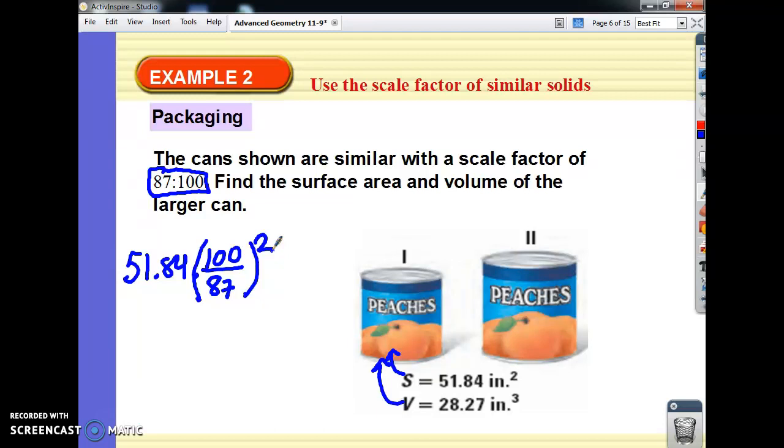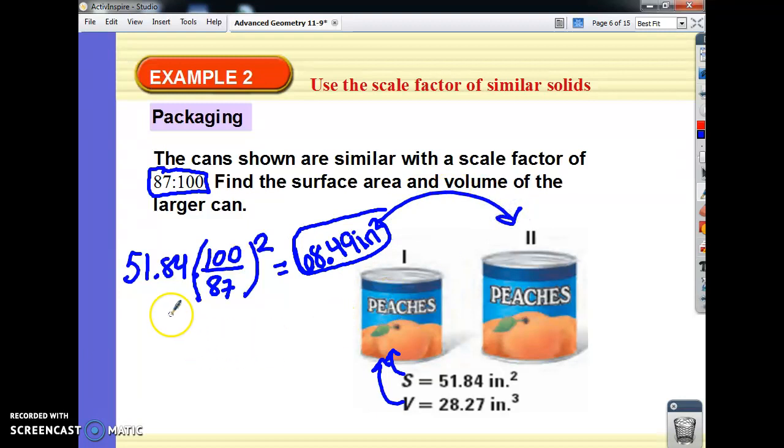All right, just found my calculator. So you need to put into your calculator 100 divided by 87 equals, squared, times 51.84 equals. And you should get 68.49. And that's inches squared. And that is the surface area of number 2.